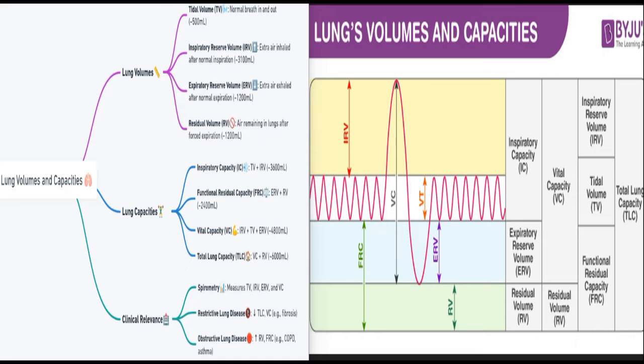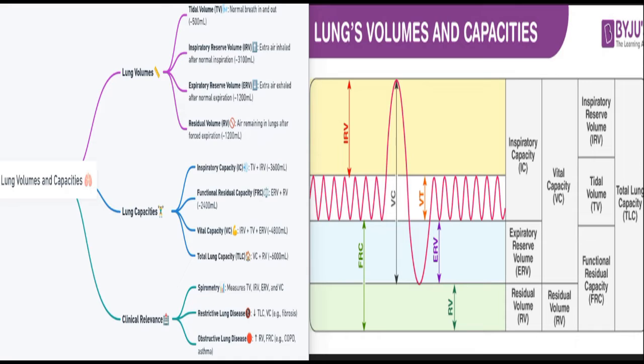The residual volume is the volume of gas that remains in the lungs even after maximal expiration, and with intact lungs and thorax it is the minimum volume of air that the lungs can contain, and it cannot be measured by spirometry, like I said.